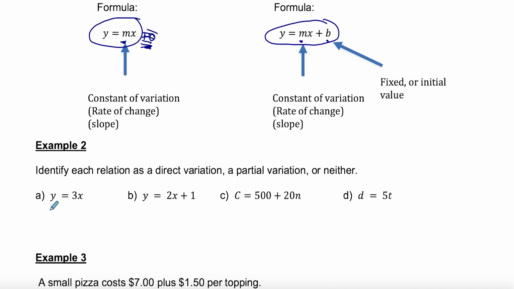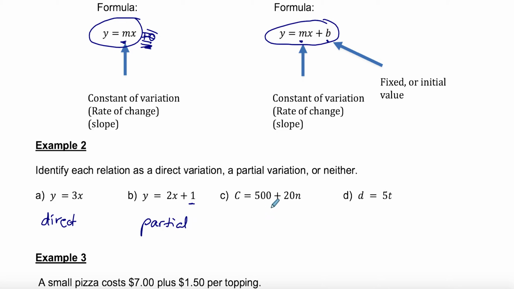So we have y equals 3x. That would be direct variation because we don't have an initial value. When I look at the second example here, y equals 2x plus 1, there is our initial value. So this one would be partial.